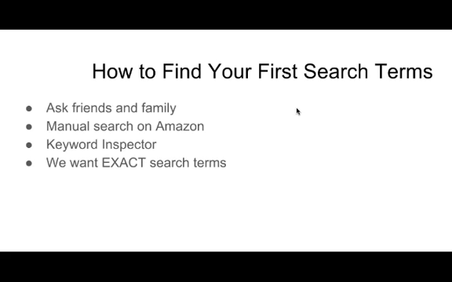Okay, so first thing you can do is ask friends and family. It's a really good way to get a basis. Next, you can do your manual search on Amazon. I kind of like it, I kind of don't, because sometimes I think it can give you irrelevant information.